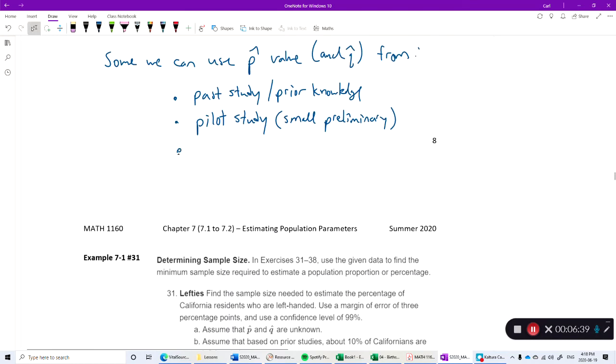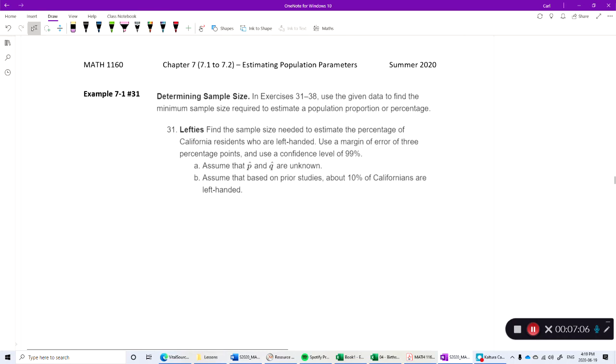Or maybe in some cases there's some theory-based estimate of p hat. So for example, let's say we're testing a genetics theory that says p hat should be 1/4, and we want to test, is that actually true? Well, then we'll assume it's 1/4, and we'll calculate the sample size using that theoretical assumption.